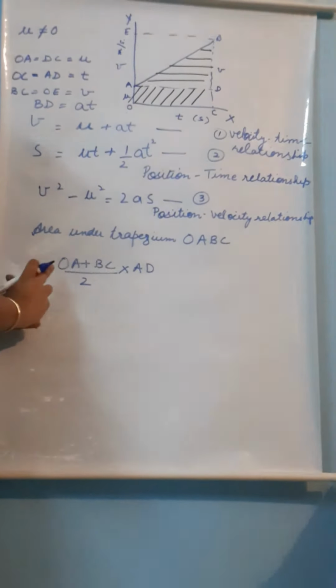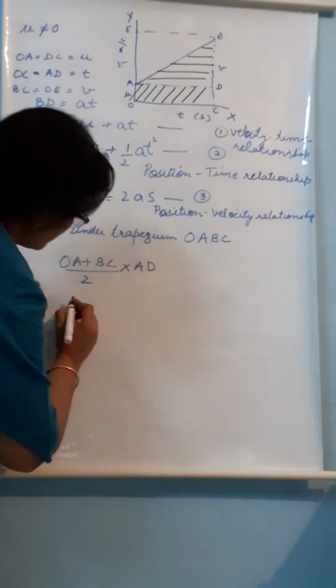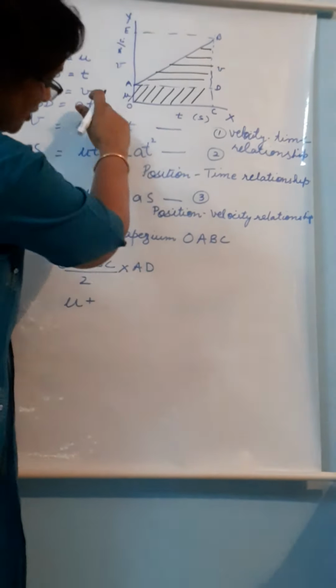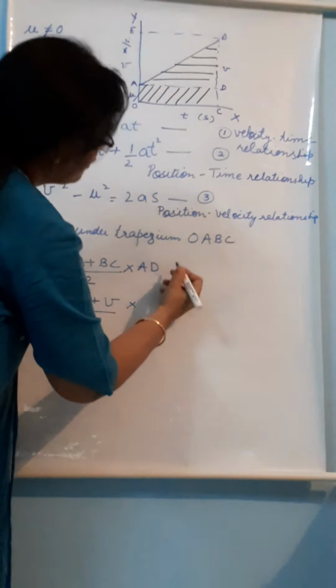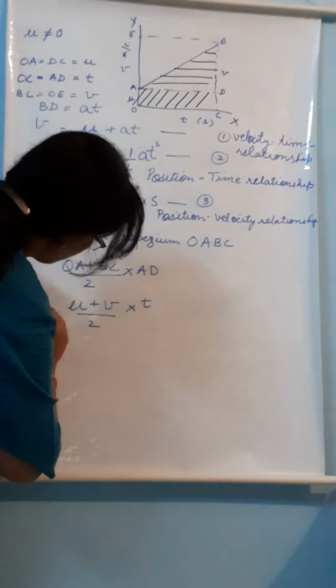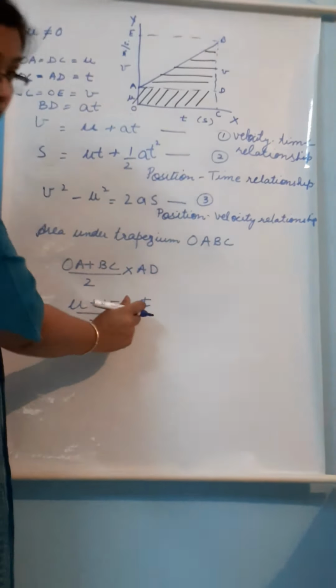Now we'll just replace these values. What is OA? It is U. What is BC? It is V, upon 2 into AD. What is AD? It is T. So we get S is equal to U plus V upon 2 into T.